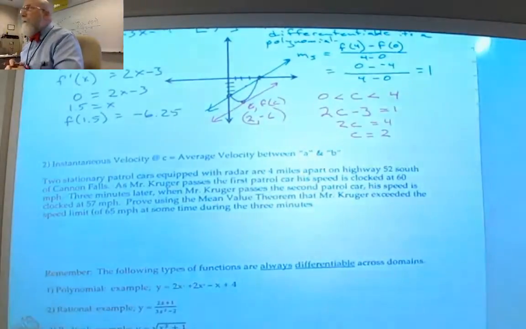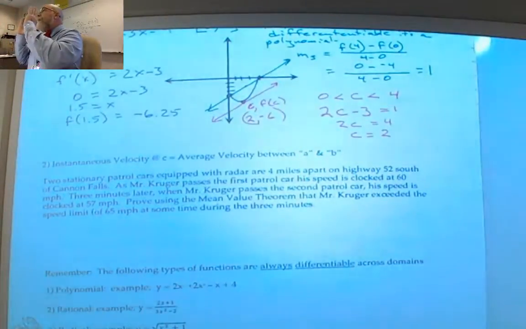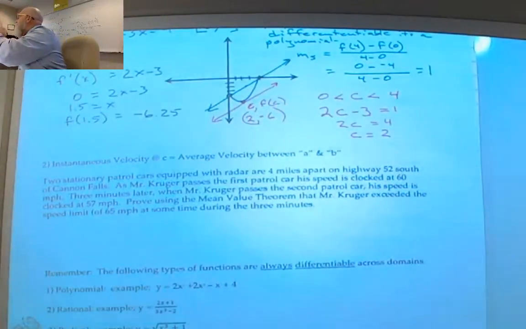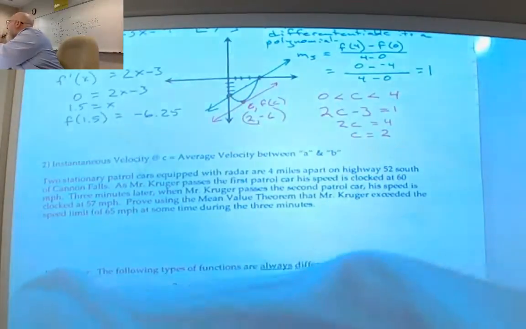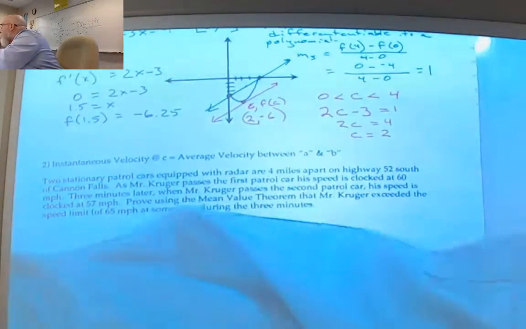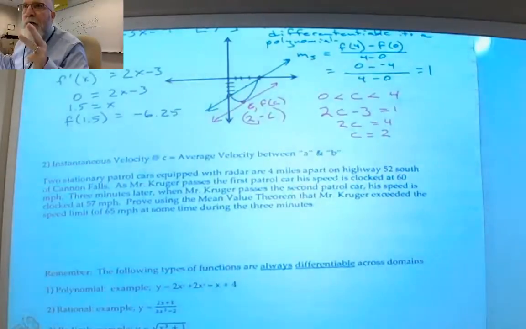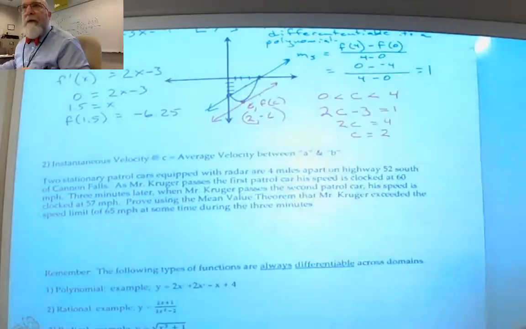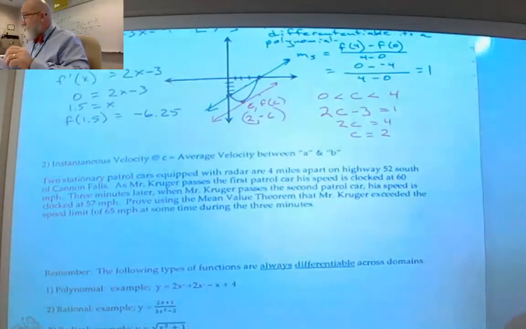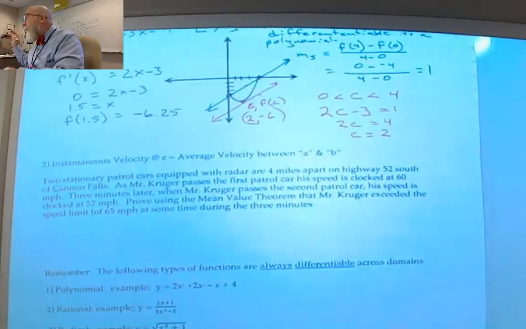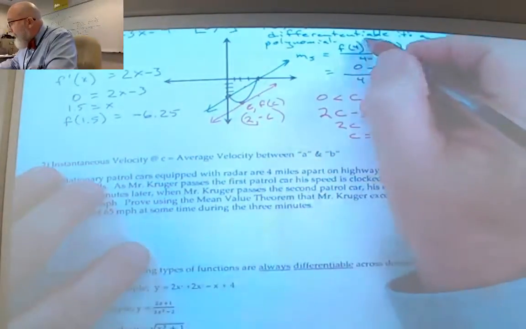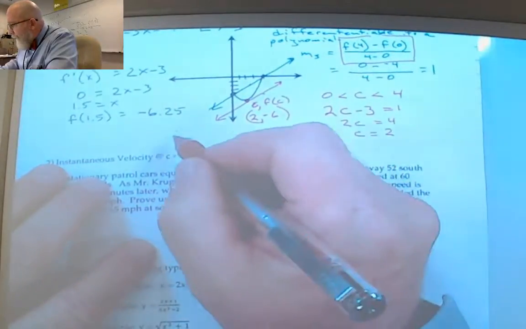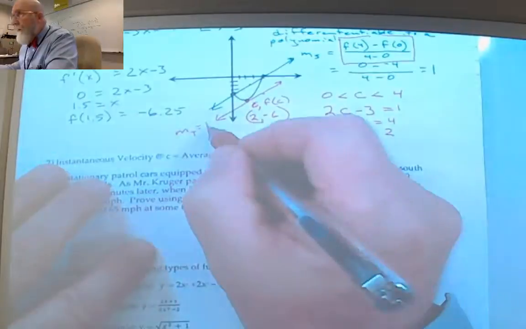So that's my vertex, isn't it? Or, excuse me, that's wrong. That is not my vertex. Saying it is my vertex is wrong. It's simply the spot on the function where the tangent line is parallel to the secant line. I took the slope of the secant, and the slope of the tangent line is equal to 1.